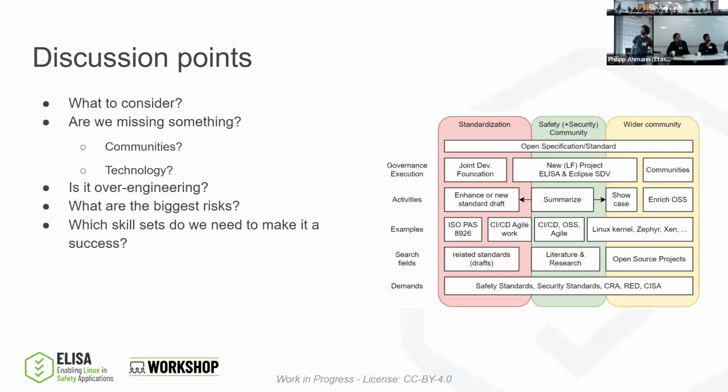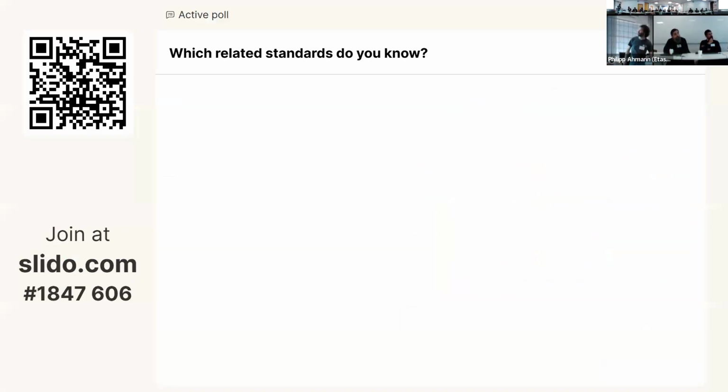So, yeah, we can use this also for brainstorming. I just brought this also in for discussion points, right? What to consider, what are we missing? Community, technology. Is it over engineering? Are we wanting too much with putting it like this, or do you see high risk? It's like three discussion parts. And I made another Slido and just asked which related standards do you know? So if you have something in mind, either go to slido.com and type in the number, or just scan the QR code.